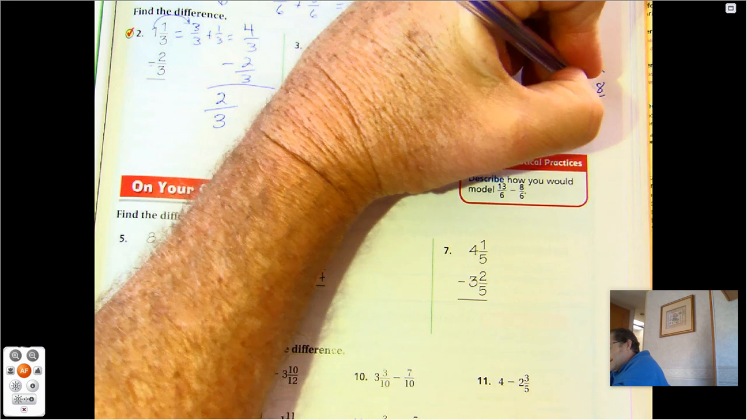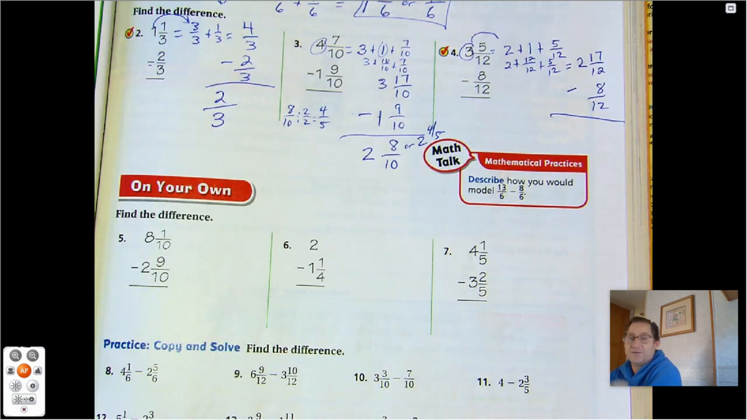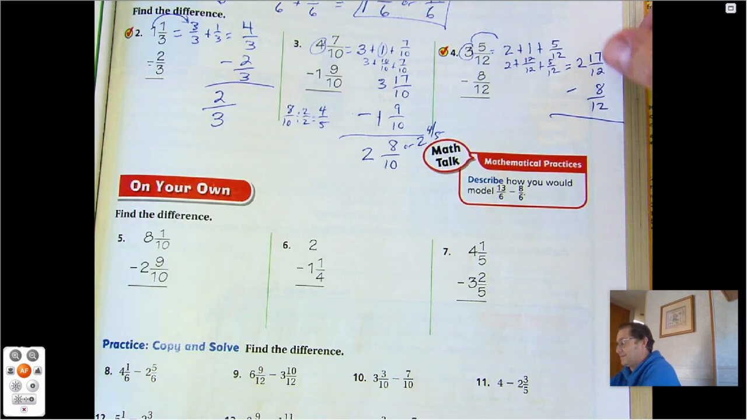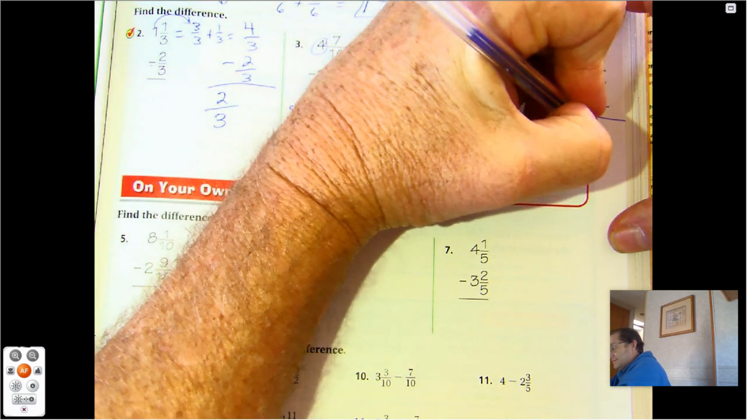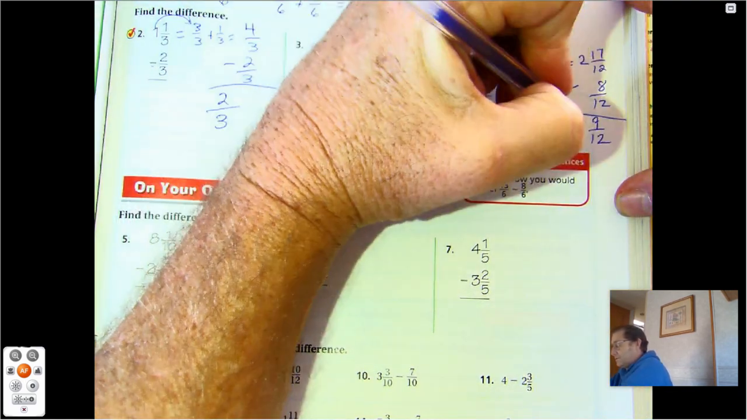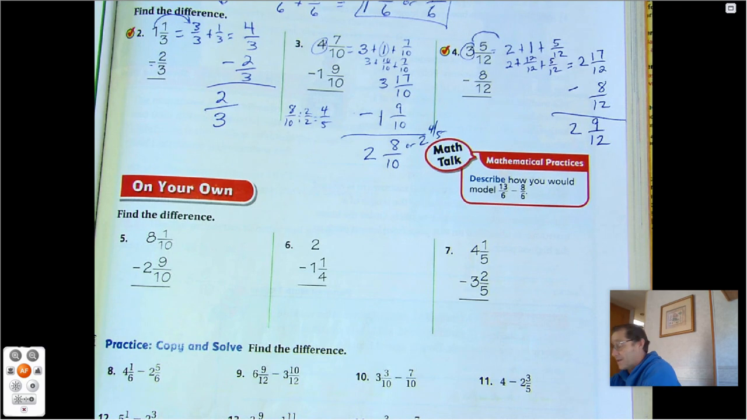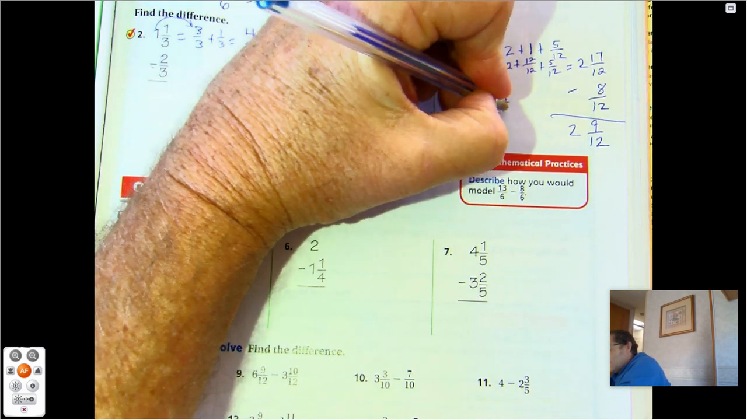minus 8/12. Okay, well now I can do that. I can take 8 from 17. That's 9. 9/12. So 2 and 9/12. 9/12.